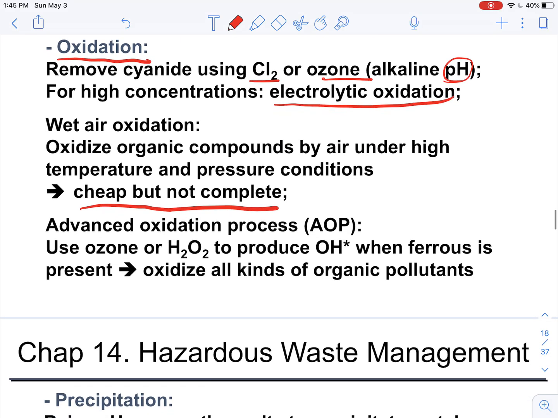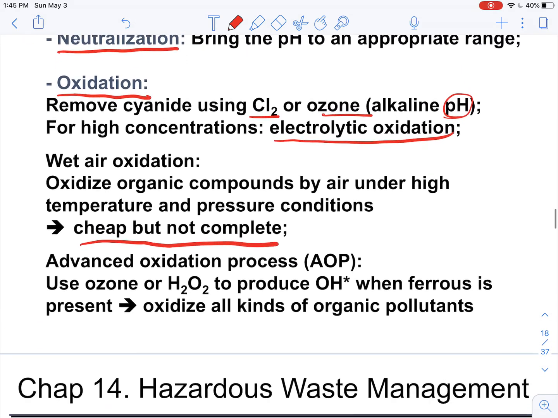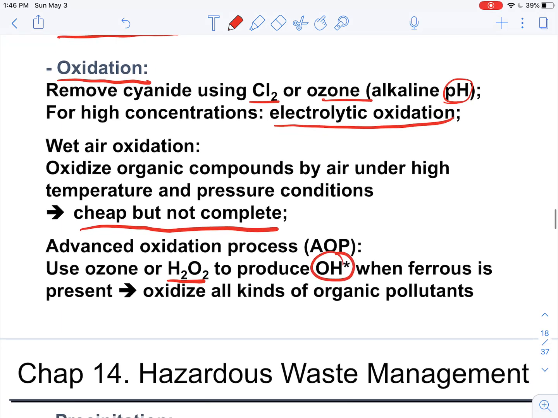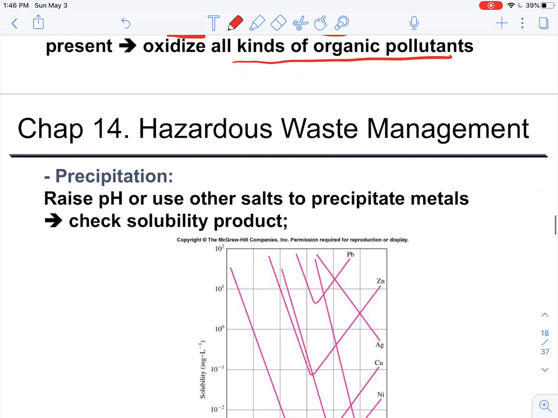So there are also advanced oxidation processes, for example using ozone or hydrogen peroxide to deal with these hazardous materials. Once we have these OH radicals, they're really oxidative, a strong oxidizing agent which can oxidize all kinds of organic pollutants.